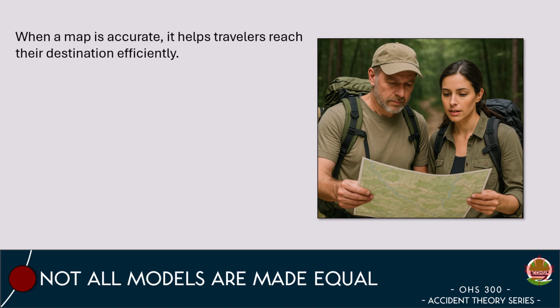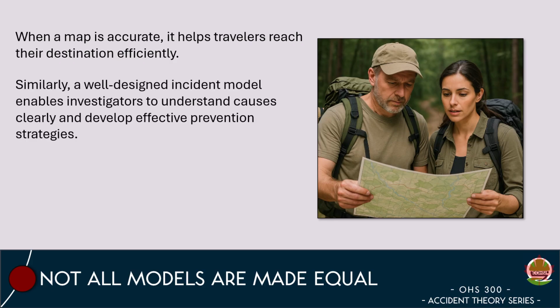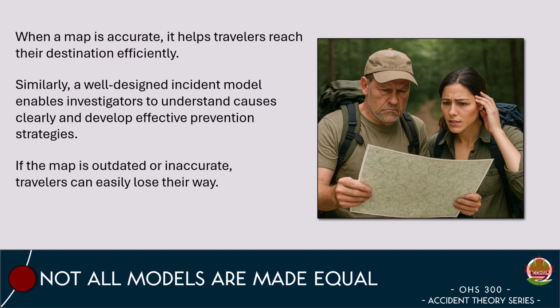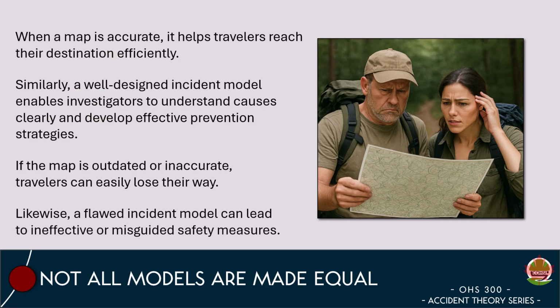If the map is accurate, it can be easy to reach a destination efficiently, just as a well-designed incident model allows for the understanding of the causes of an incident and allows for the design of effective prevention strategies. However, if the map is outdated or incorrect, it is easy to get lost, just as a flawed incident model can lead to ineffective or misguided safety measures, potentially allowing similar incidents to happen again.